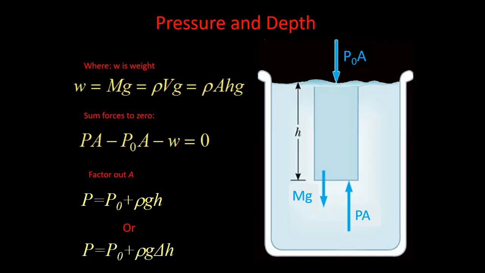So you can see this in two forms here, P0 plus rho GH or P0 plus rho G delta H. This change in H essentially would be how deep your object is. In this case, there's going to be a difference in the pressure at the top and bottom of this cylinder based on this height. And this is an equation definitely that you should keep in mind. So let's look at an example that uses this equation.